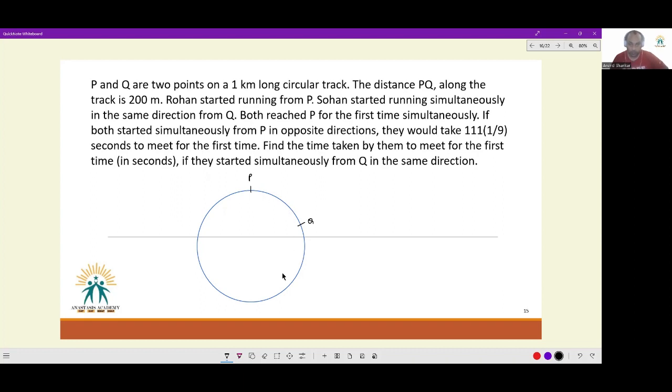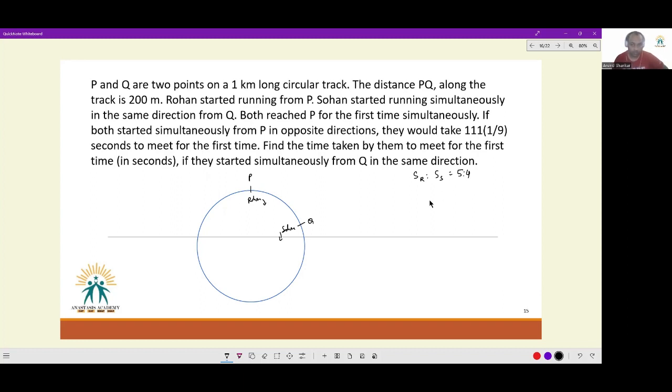Rohan started running from P. And Sohan started running from Q in the same direction. Now this is one case where Rohan is going this way and Sohan is also going this way. This would imply Rohan has covered 1000 meters in the same time that Sohan has traveled 800 meters. So speed of Rohan is to speed of Sohan is in the ratio 5:4.